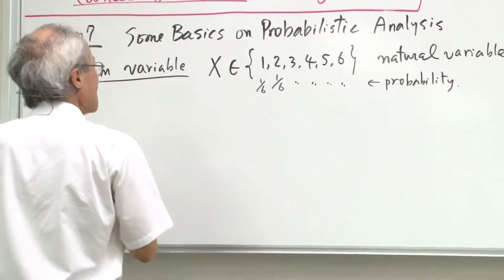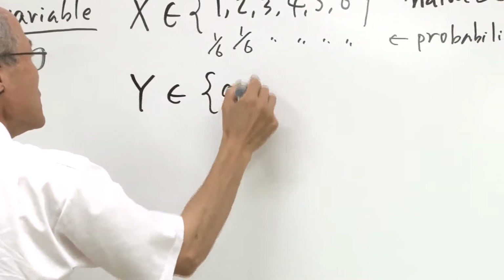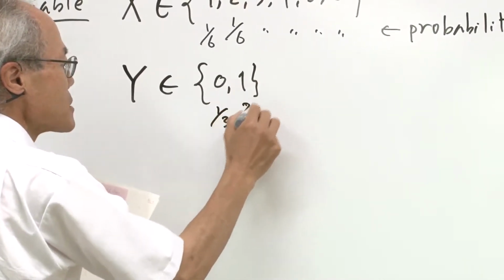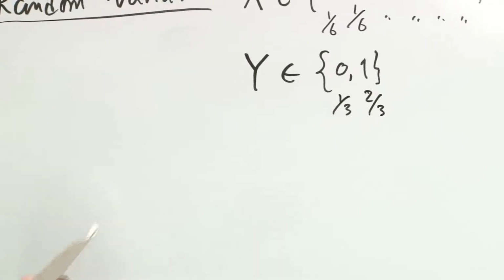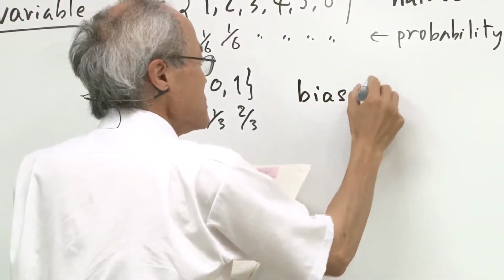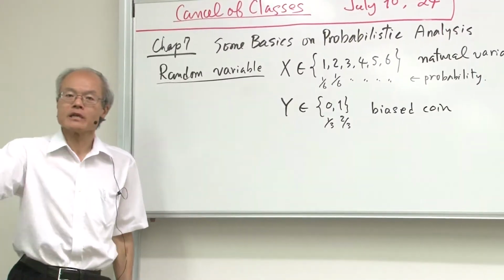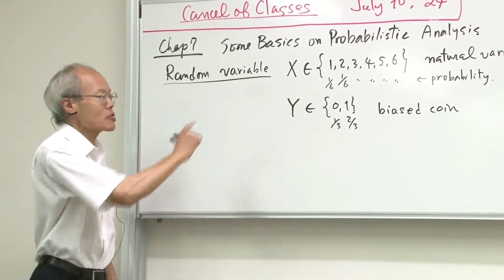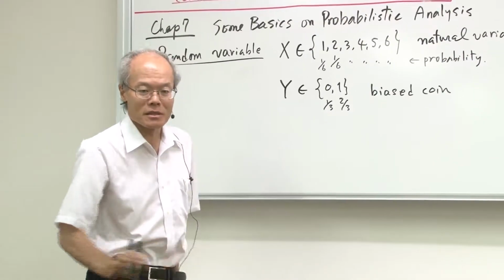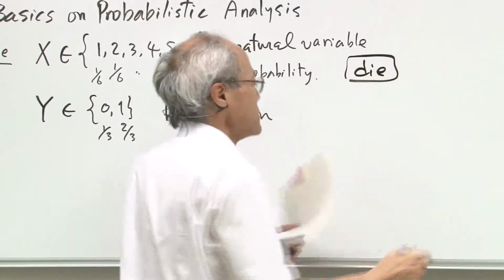Maybe another random variable y. It takes value 0 or 1, with probability 1/3, 2/3, for example. So this is a coin, maybe a biased coin. Biased coin, so it's not a fair coin. If it's a fair coin, then of course head and tail have probability 1/2. But biased coin means head has more probability than tail, for example. Okay, this is a biased coin, and this is a die.